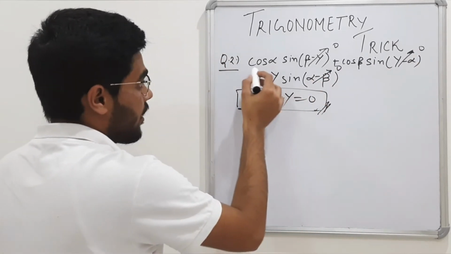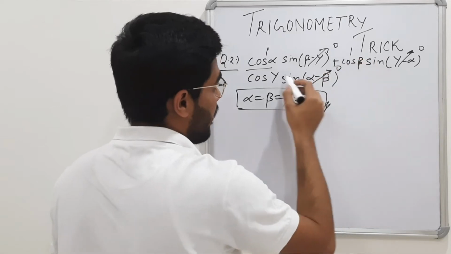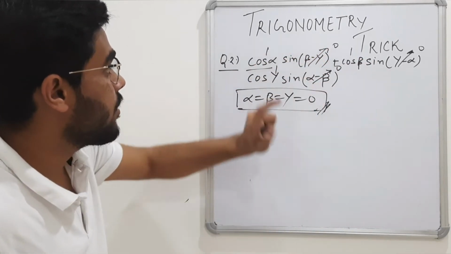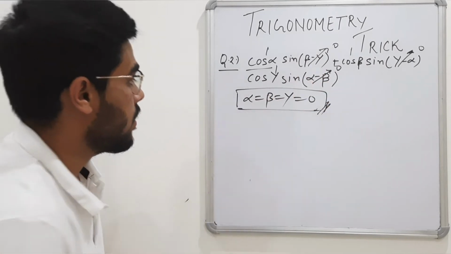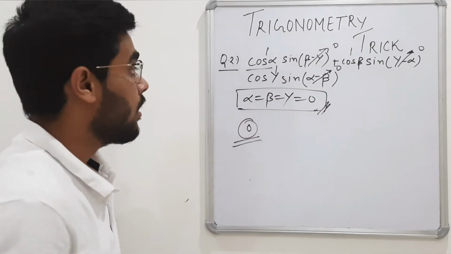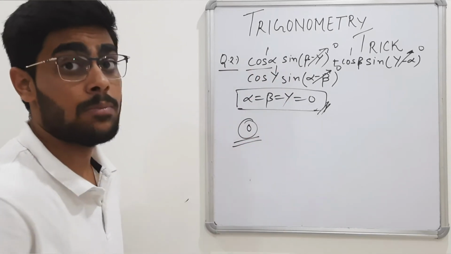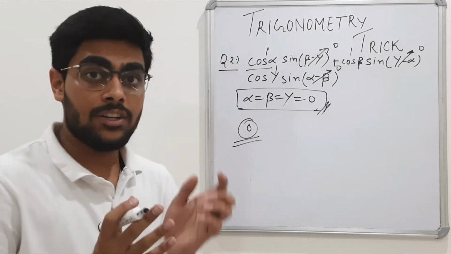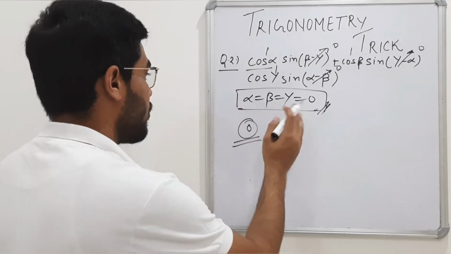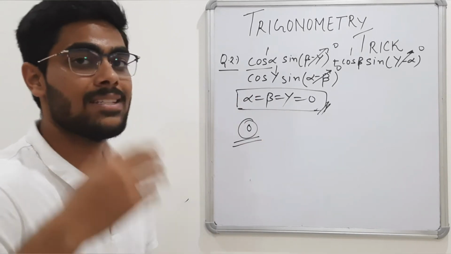And now these will become 1, 1 and 1. So 1 into 0 is 0, 1 into 0 is 0, 1 into 0 is 0. So the answer will be 0. This is the power of substitution. This is a very difficult problem to look at, because with the trigonometry formulas it will take a lot of minutes, but with this substitution it is solved in less than 10 seconds.